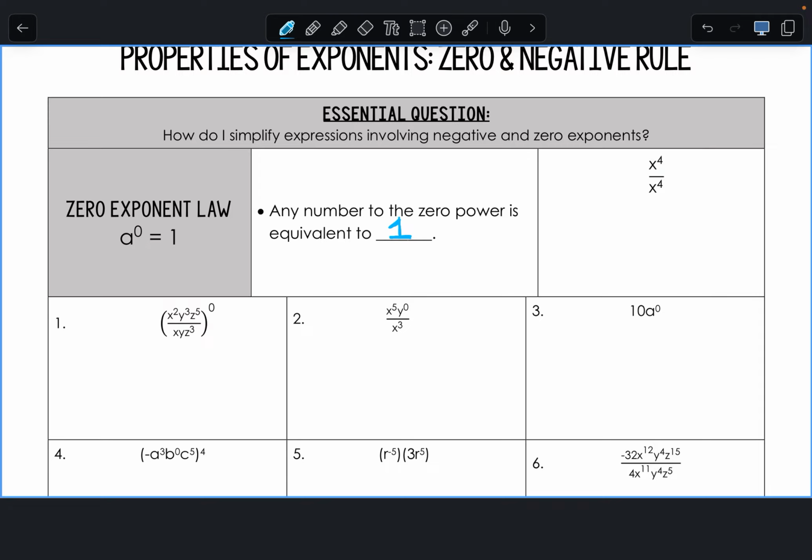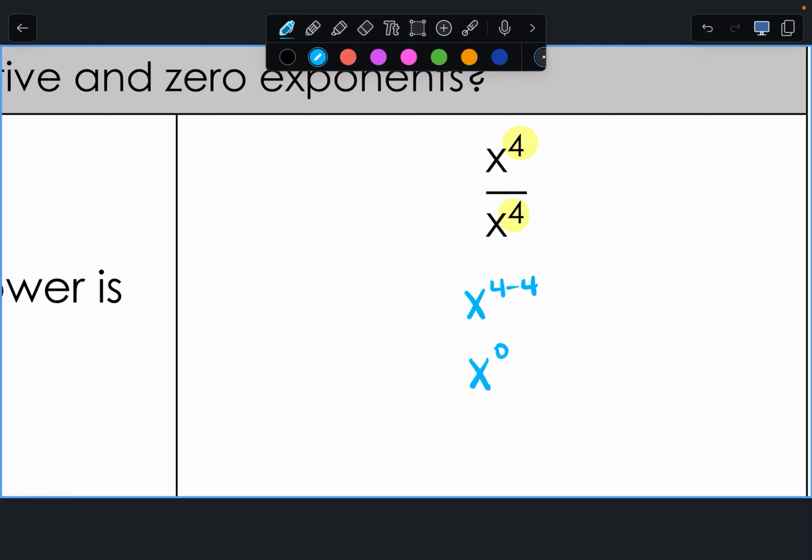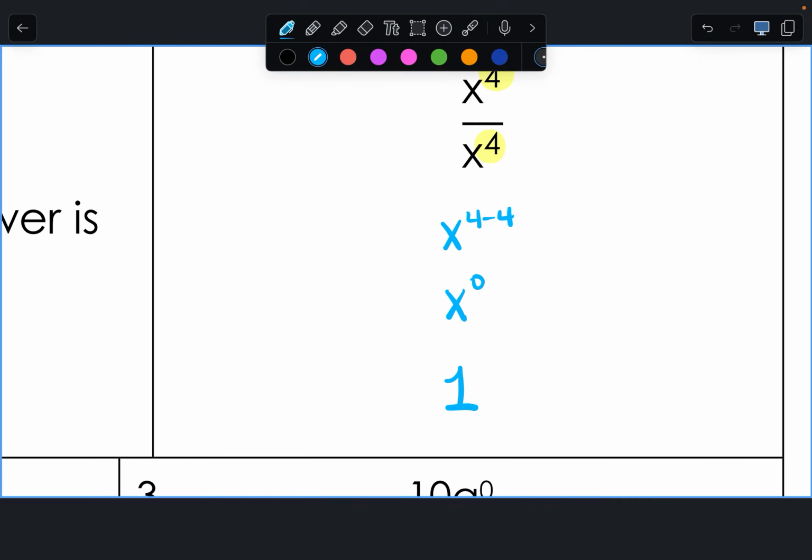Looking at this very first example, this is the quotient rule, which we learned earlier this week. When we're dividing the variables, what do you do with the exponent? Correct, you subtract. So we would take 4 minus 4, which is 0. But anything to the power of 0 is 1. This does not mean 1x, and it's not x to the power of 1.